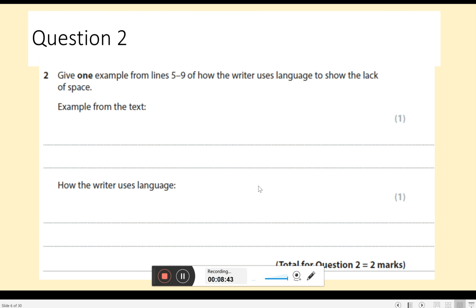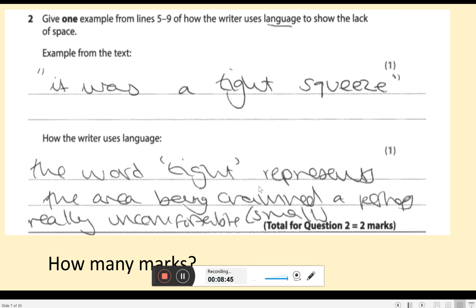So one example might be, it was a tight squeeze. Okay, the word tight represents the area being crammed and perhaps really uncomfortable, small. Okay, so if you noticed, they didn't actually have to say tight is an adjective. Okay, saying the word is enough. It's the explanation showing that it's uncomfortable or small.